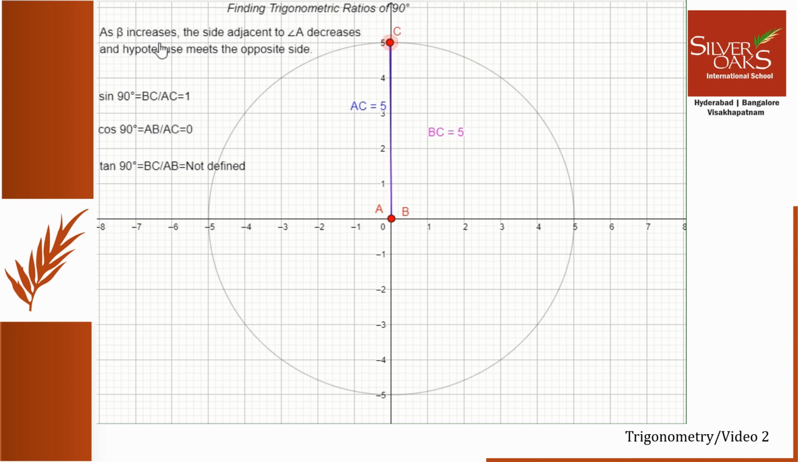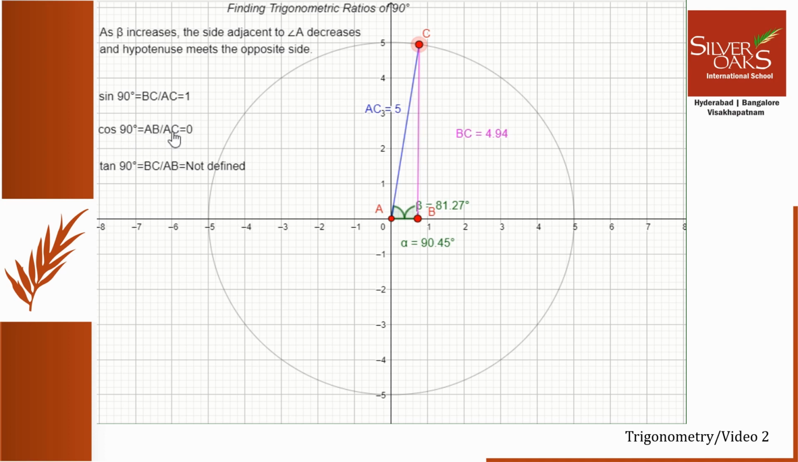So as angle A increases, the side adjacent to angle A decreases and the hypotenuse meets the opposite side. So in this case, what are the trigonometric ratios? Now sin 90 degrees is BC by AC. BC and AC are becoming equal to each other. So it is 1.